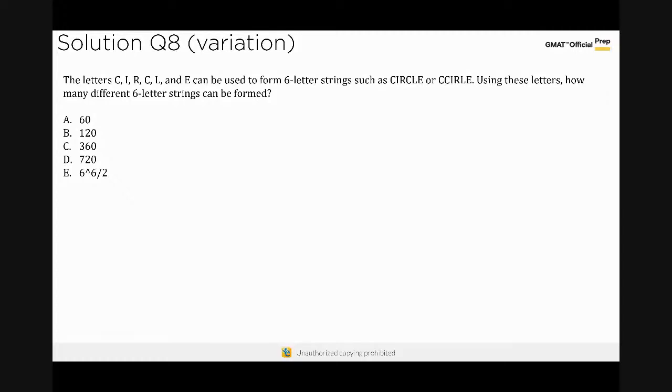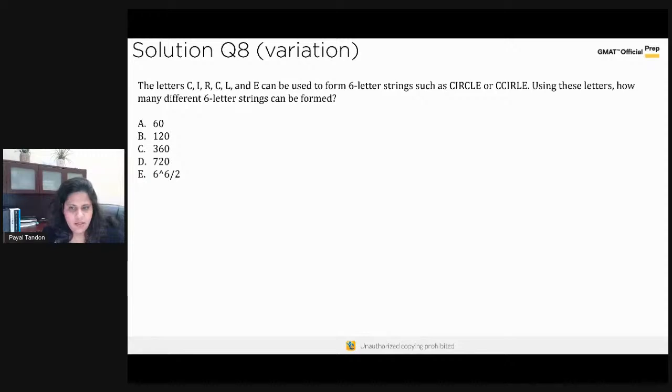All right. So let's solve this question. The correct answer here is choice C. 360 is the correct answer here. Okay. So let's try solving this question now.